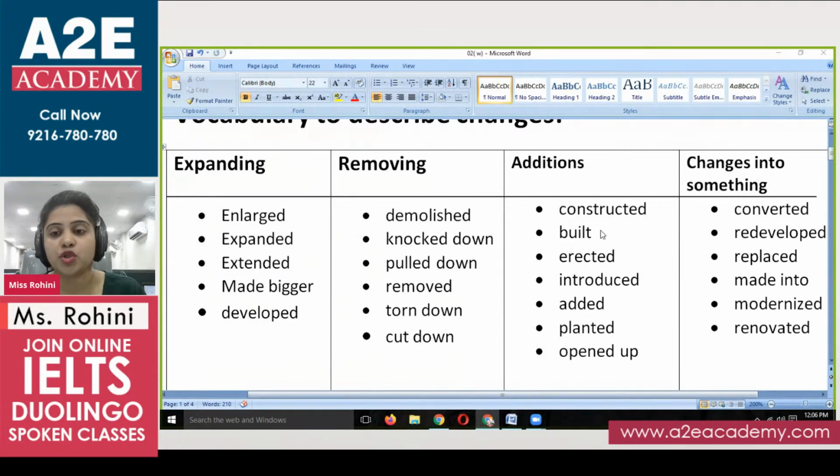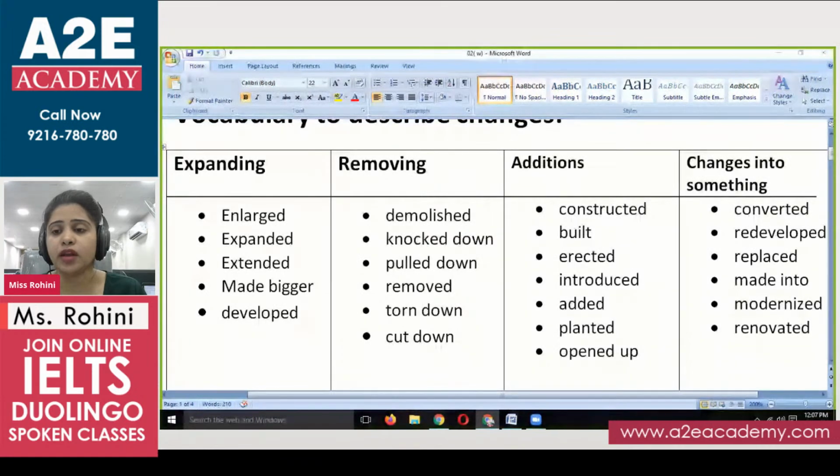Okay, so if you want to bring variations, if you want to use different types of words in your writing task 1, so these words are important and very easy to remember. There is no word here that is difficult to pronounce or remember. It's very easy to memorize these words. You just try to use these words while writing or while practicing. Okay, then it will be very easy to remember.